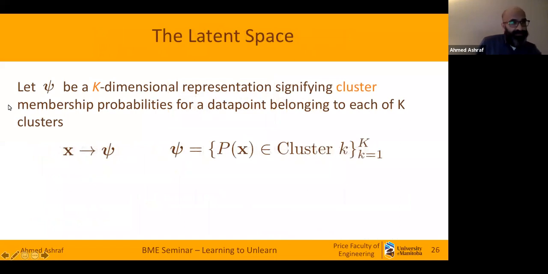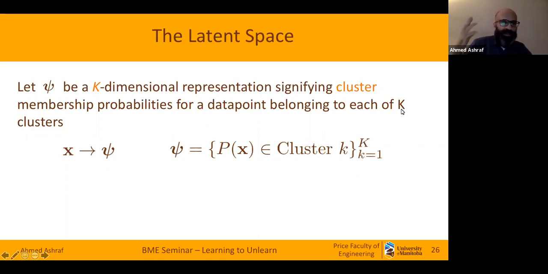Again, there are many choices, as I mentioned, and of course you can propose a different representation for the latent space, but the reason for this particular choice is going to be evident in the next minute. So for the time being, just bear with me. Let's suppose that I'm going to use this psi, which is just a collection of k numbers. So that's why it's a k-dimensional representation. What it represents is a membership probability to a cluster, and there are k clusters.